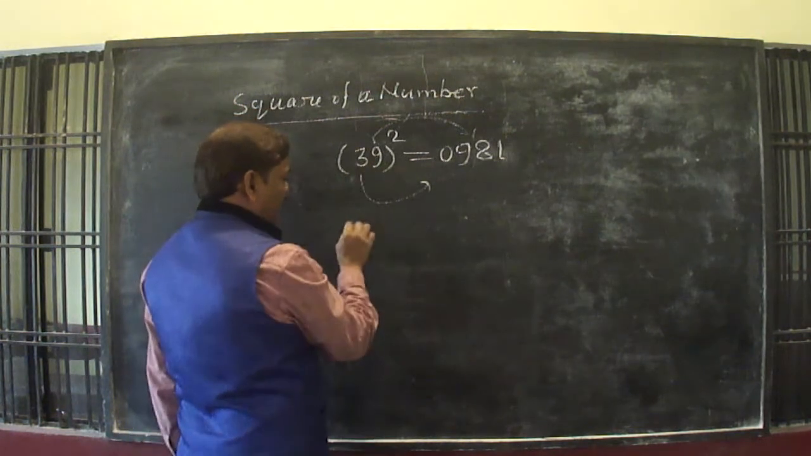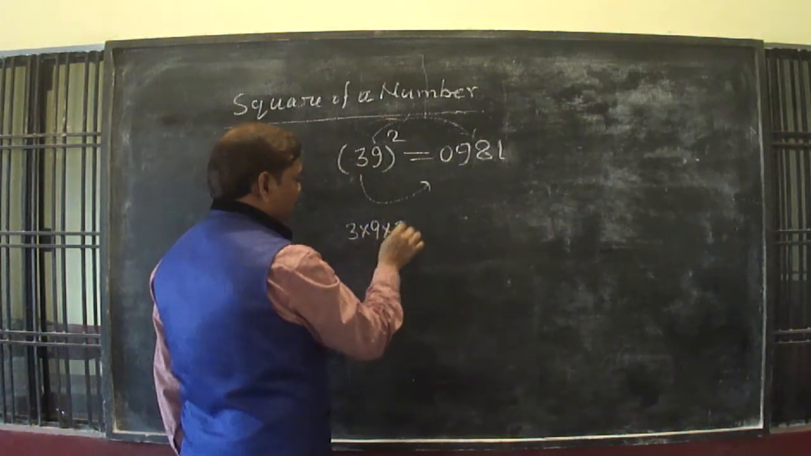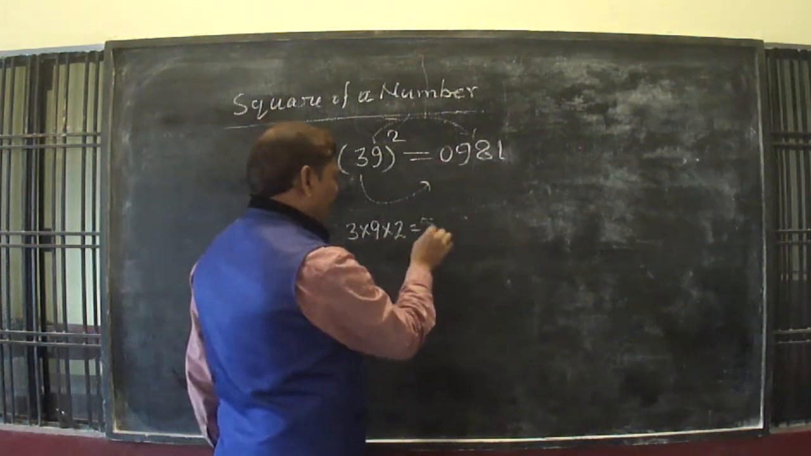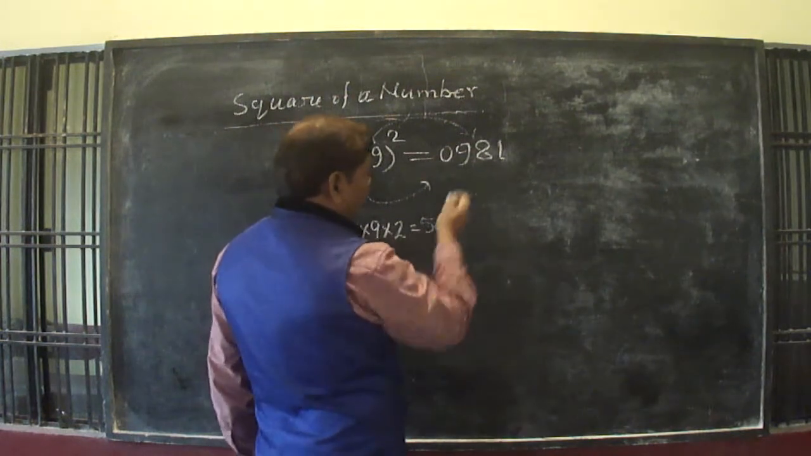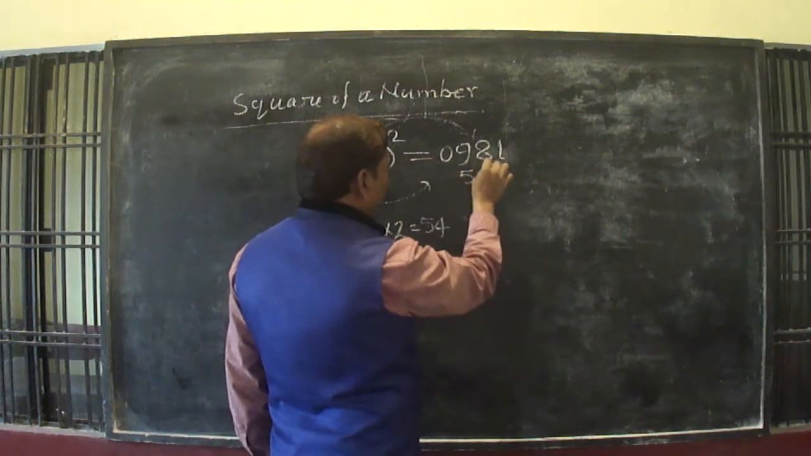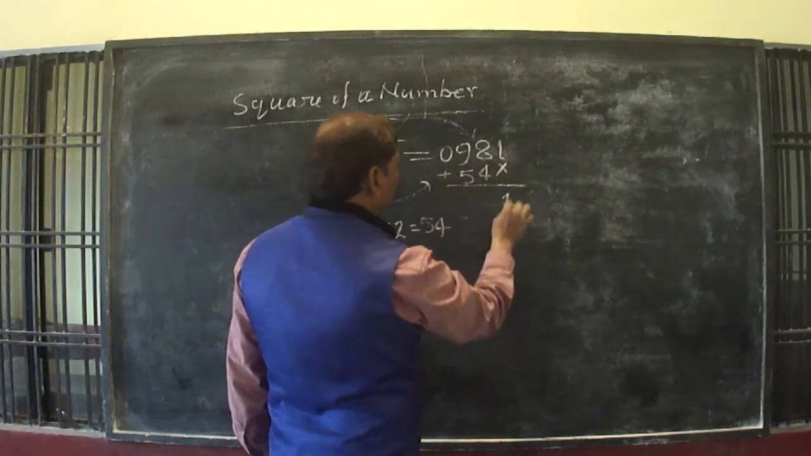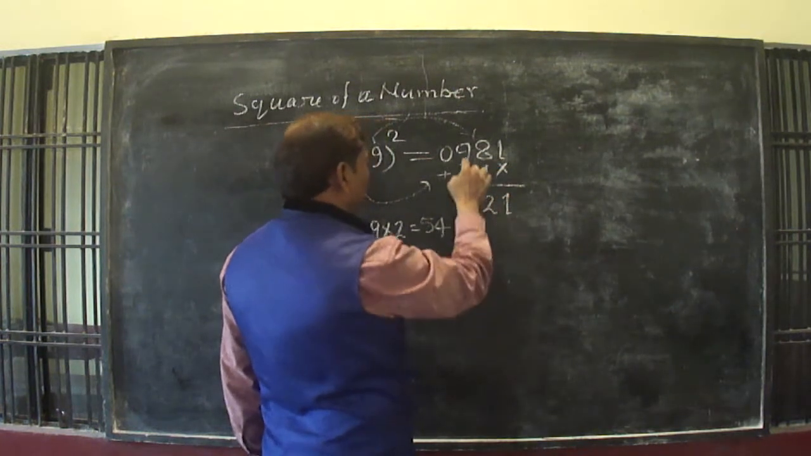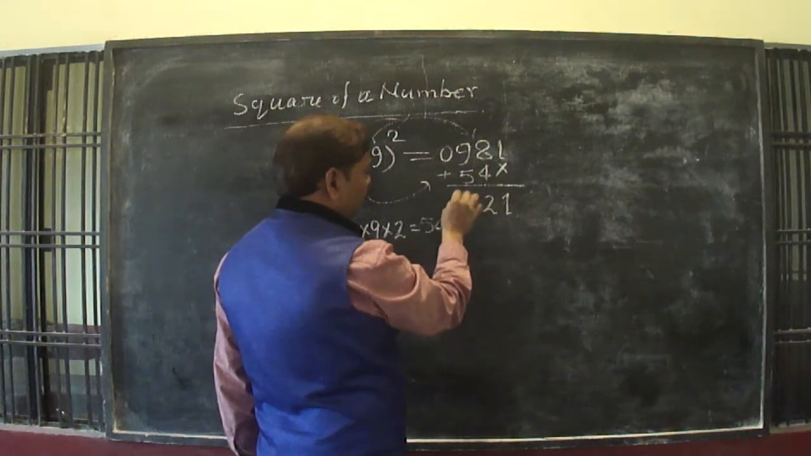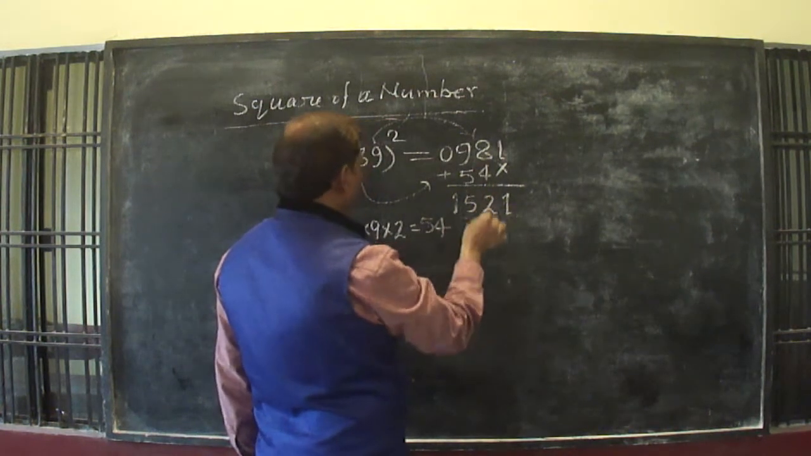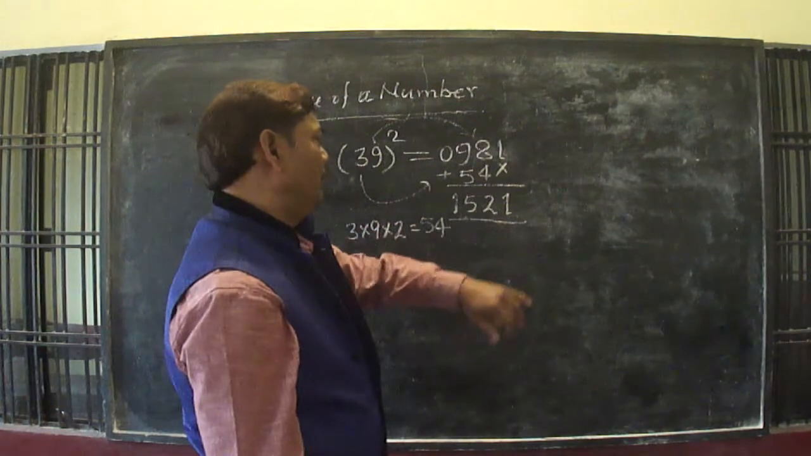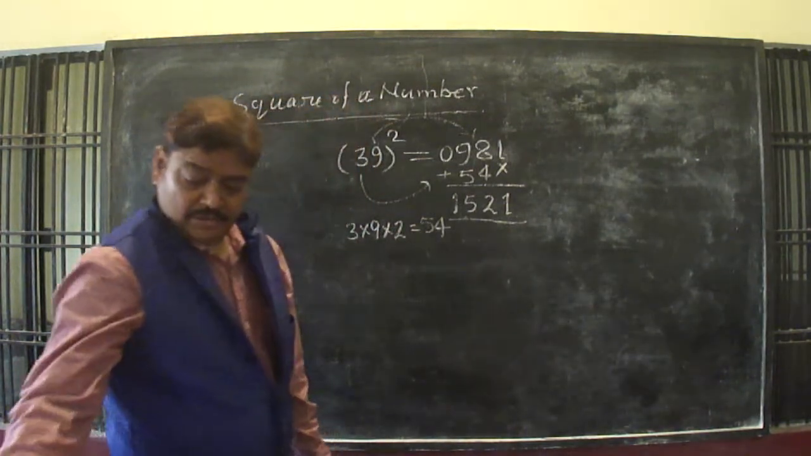Now multiply this 3 into 9 into 2. So 3 nines are 27, 27 into 2 is 54. So we can write here, put a cross under this unit place and 54. Now add up these numbers, 1, 2, 9, 9, 5, 14 carry 1, 14, 1, 15. So the square of the 39 is 1521. So this is the simplest method.